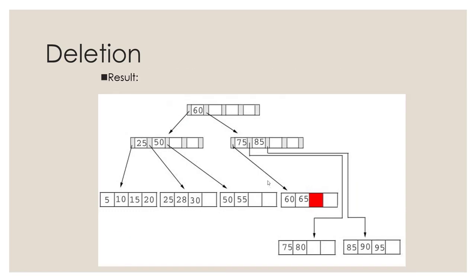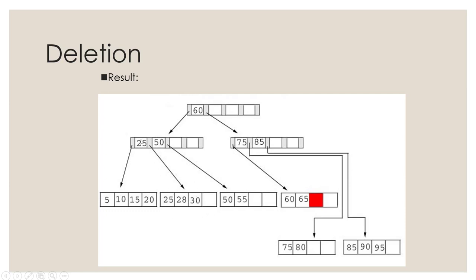Next, we want to try to delete 25. Okay? So 25 is less than 60. Follow this node. Notice how 25 is an index value. I'm going to follow this. So I'm going to delete this one, 25. Once I delete 25, I am left with 28 and 30. That's 2 out of 4. So this is still 50% full.